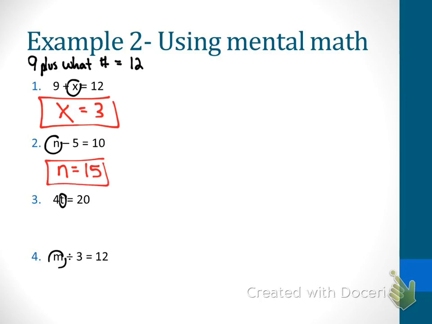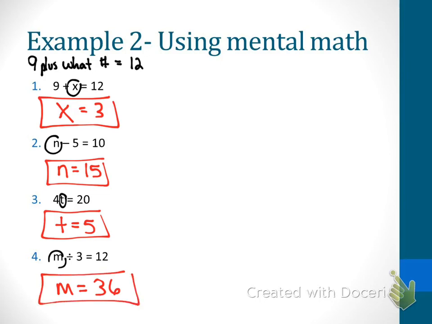So what do you think about number 3? 4 times what number equals 20? 4 times what? 5. So T equals 5. All right, I want you to solve the last one. What's our answer? M equals? 4? 36, guys. Listen, 12 divided by 3 is 4, but that's not what it's asking. You have to read it correctly. What number divided by 3 is 12? 36. Okay? All right, so that's example 2.